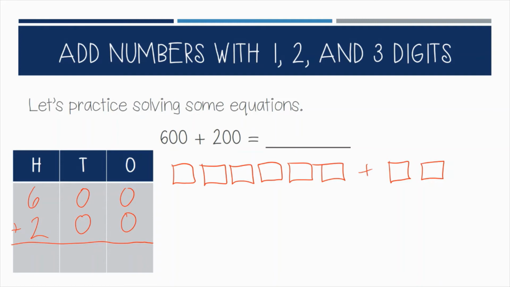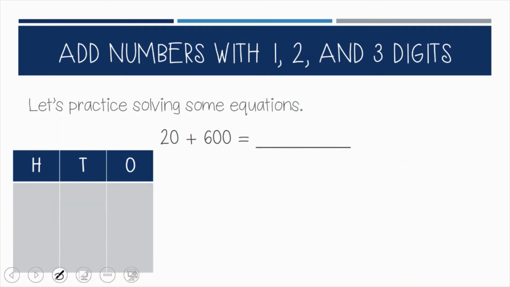And when I add that up, I can see I have 0 ones, 0 tens, and all those hundreds. 6 plus 2 is 800. So my answer is 800.